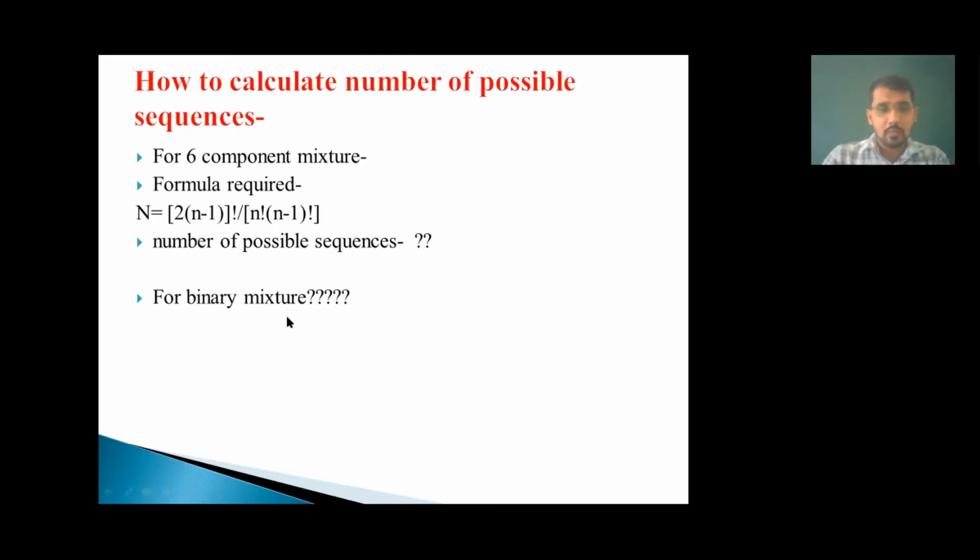From this formula you are getting only the number of possible sequences. But which sequence is the best? That you do not get from this formula. You will get it by using the MVR method, that is the marginal vapor rate method. We have seen this method in a previous lecture as well.